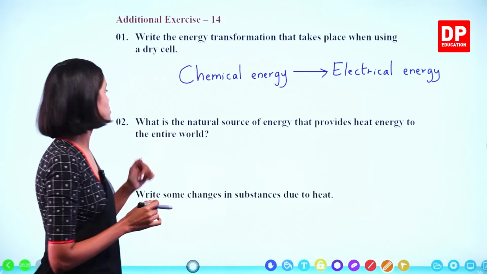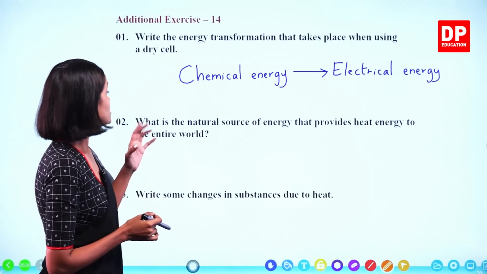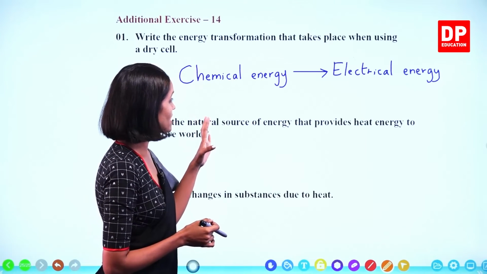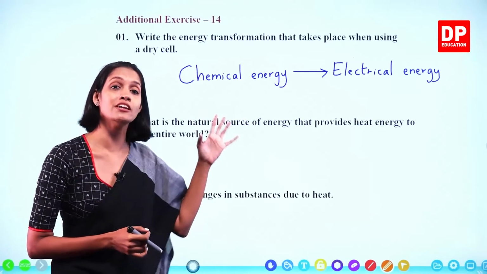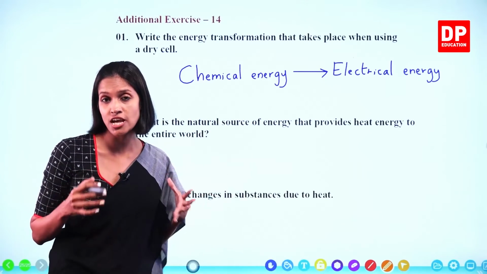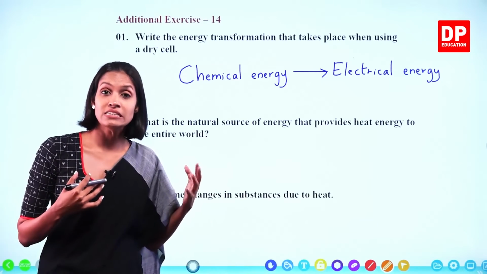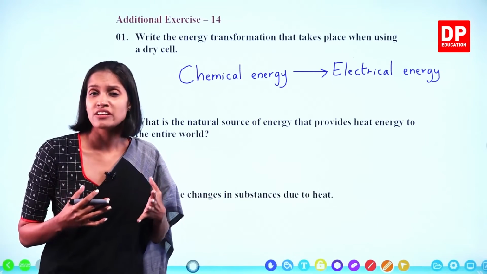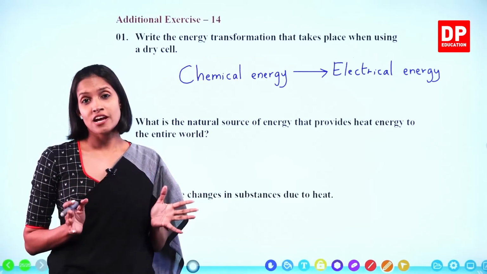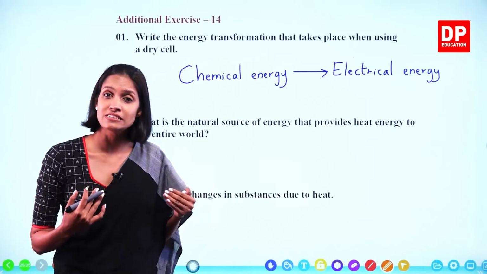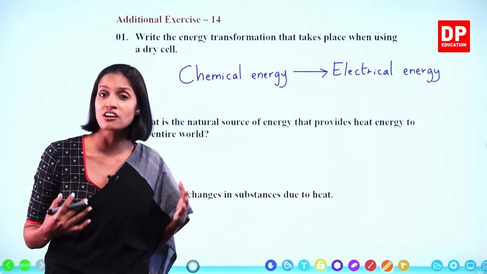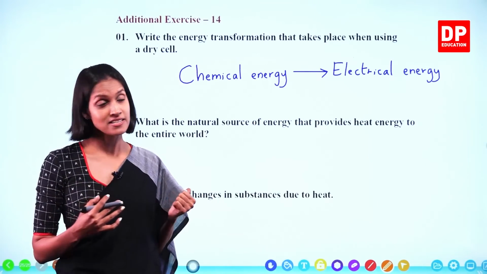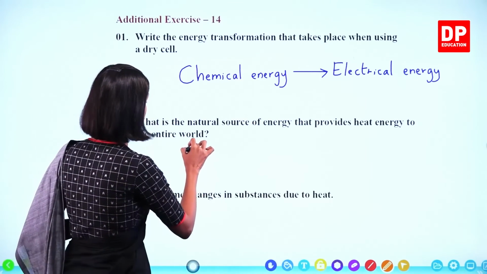Right. Number 2. What is the natural source of energy that provides heat energy to the entire world? What is the main natural source, children? The sun. So the light energy and heat energy is provided basically by the sun. So this light and heat energy provided by the sun is very, very important for the existence of life of the earth, right? Therefore, answer is the sun.